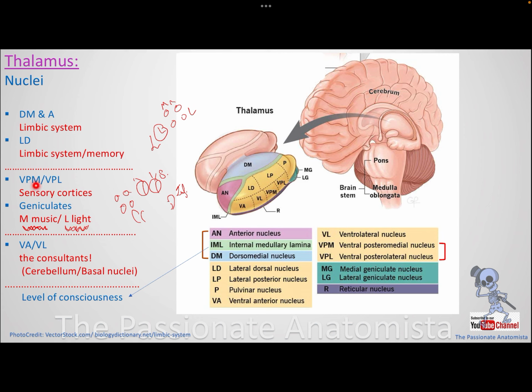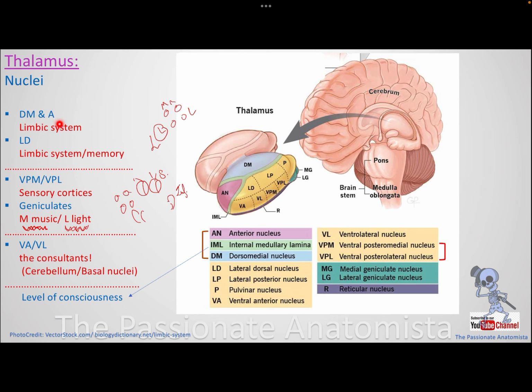All right, guys. So by now everyone knows VPM and VPL, sensory cortices from the body and face. Geniculates, audition, and vision. All right, what about the dorsomedial nucleus of thalamus and the anterior nucleus of thalamus? Do you guys remember the limbic system? We talked about the limbic system, and we said that the anterior nucleus of thalamus takes the information in the Papez circuitry to the cingulate gyrus so that you can process the information in learning and memory. And we also said that the dorsomedial nucleus of thalamus takes the information into the prefrontal cortex so that you can form a thought, an idea, and learn.